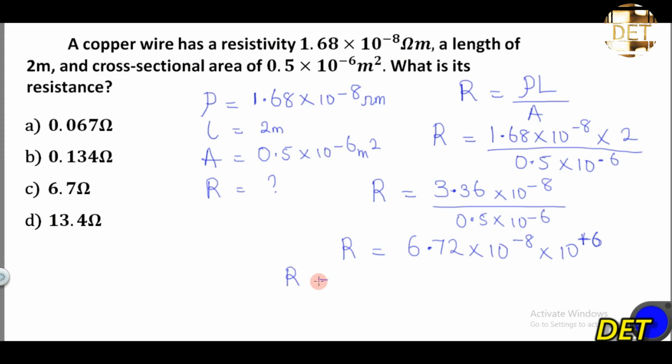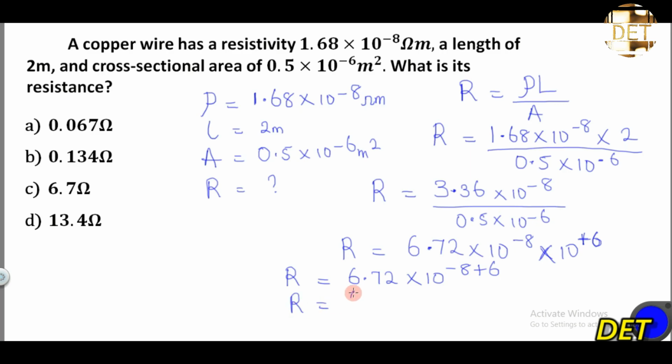So my resistance will be equal to 6.72 times. Since the base numbers here are the same, 10, 10, I will take one of them. So that will be times 10 raised to the power of minus 8, and then I'll add the powers, plus 6. This is the rule in indices, right? Since it is multiplication that separates them, I will add the powers. So that's minus 8 plus 6. That's how we got this minus 8 plus 6. We are taking one of these 10 because the base numbers are the same, right? I will take one of them and then I will add the powers. That's minus 8 plus 6.